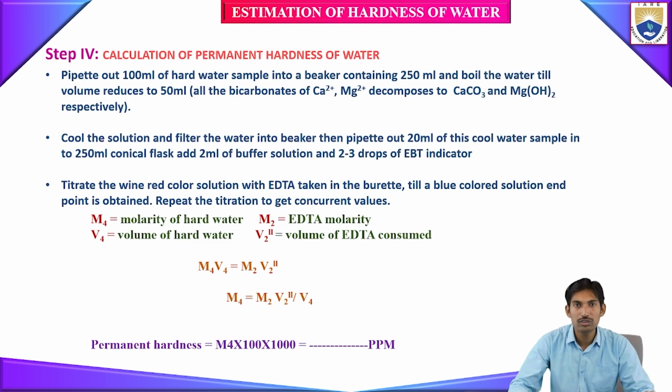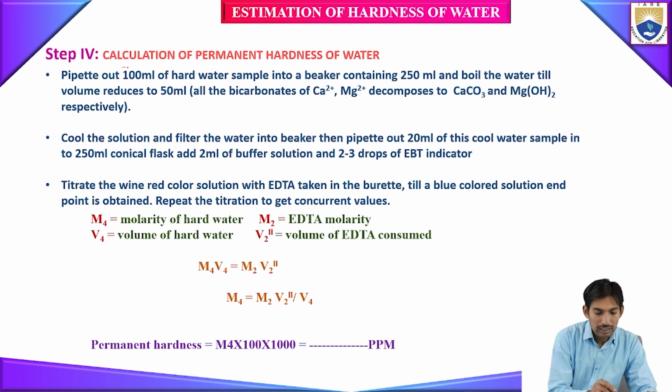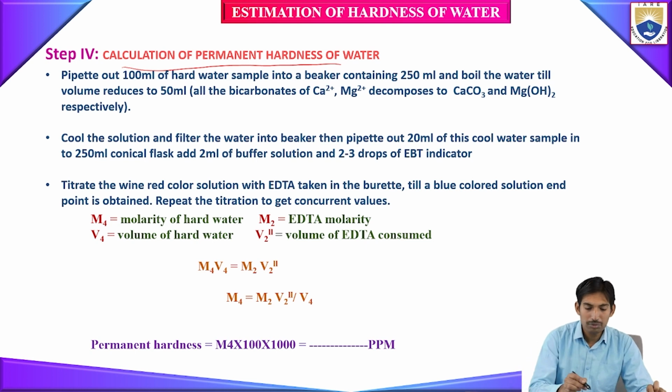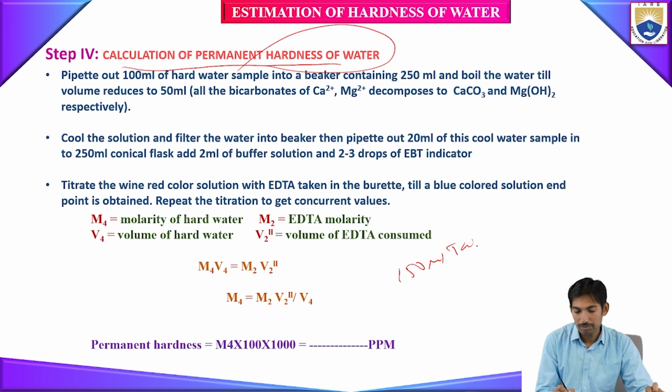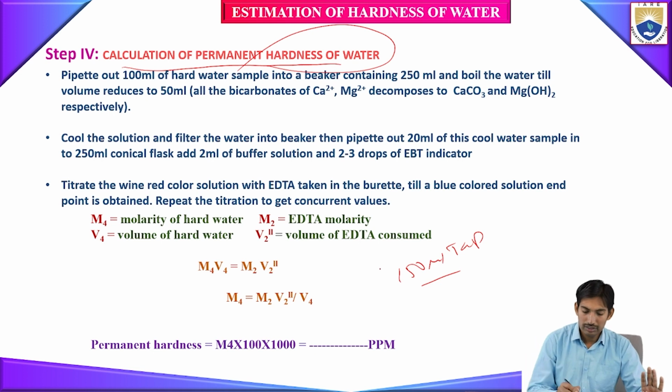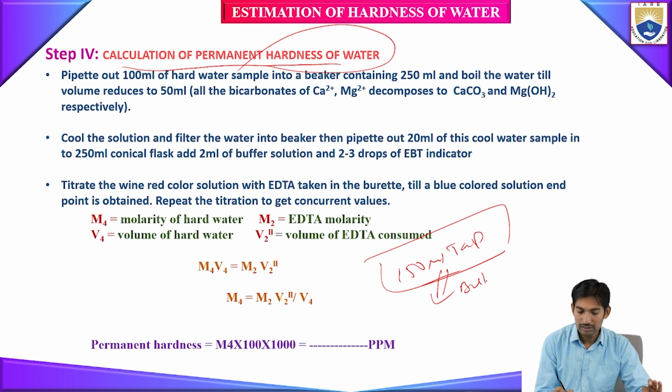See, in step 4 what do we have to do? Calculate the permanent hardness of water. How will we get the permanent hardness of water? Take 150 ml of tap water. The tap water contains both the temporary hardness causing salts and permanent hardness causing salts. Then heat or boil this water.